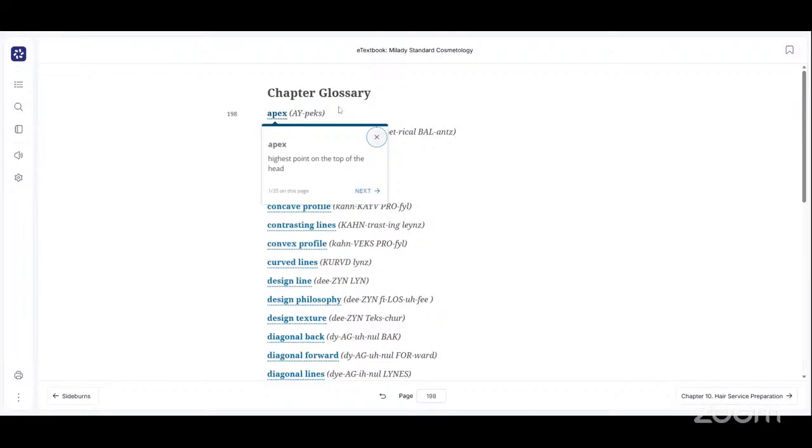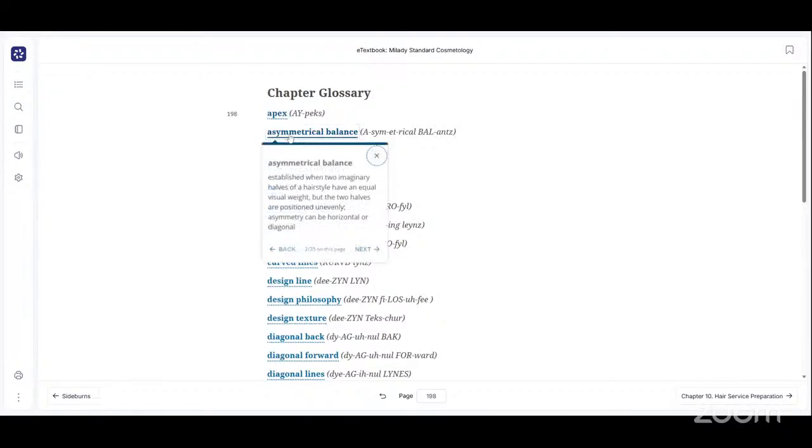The apex. I'm definitely going to make sure you guys know the parts of the head. The apex is the highest point of the top of the head, okay? Asymmetric balance, one side longer than the other side, okay? Asymmetric, okay? Anything that's symmetric is going to be a balance on both sides.